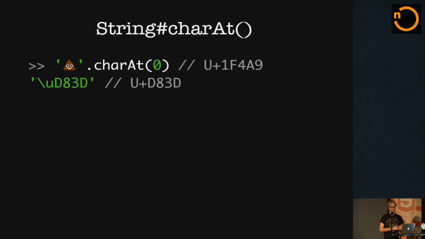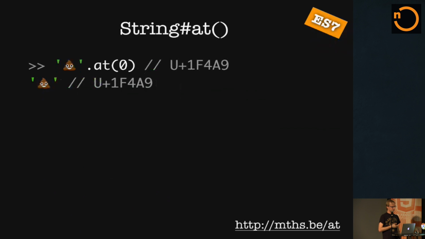Now, another method is String.prototype.charAt. It is similarly affected by this behavior. So if you use charAt to retrieve the first symbol in the string containing the pile of poo symbol, you won't get the entire pile of poo, you just get the first surrogate half. So you get half the pile of poo, which sounds like a good thing, but actually it's not what you want. Now, this can be fixed in ECMAScript 7, not in ECMAScript 6. This is a proposal that I wrote, String.prototype.at, and it would allow you to get the symbol at a given position, and it would automatically account for these surrogate halves and combine them together for you.